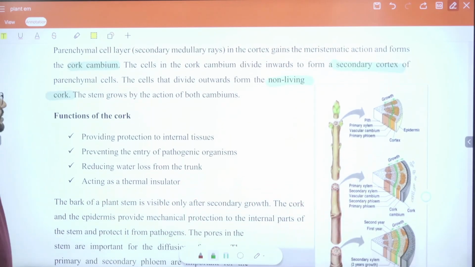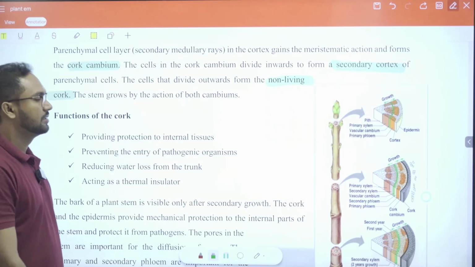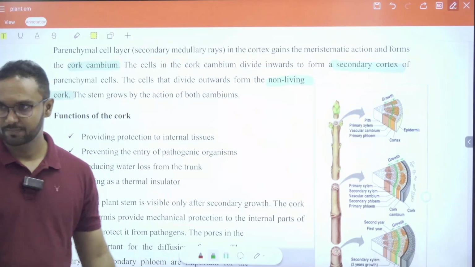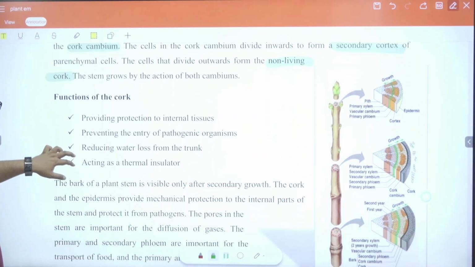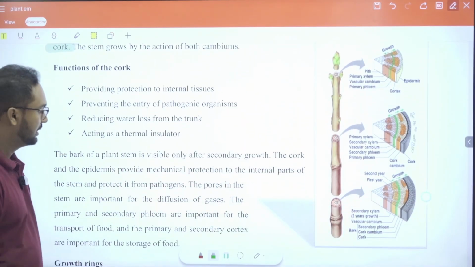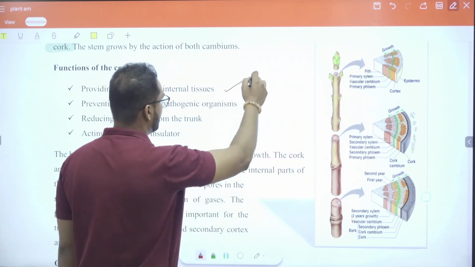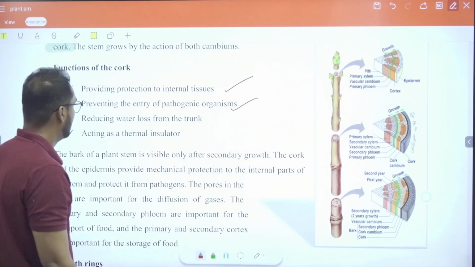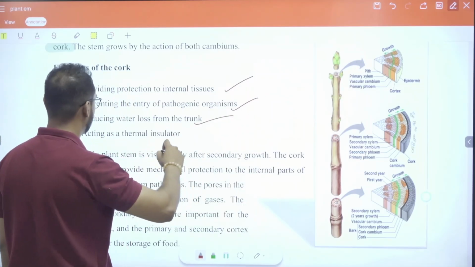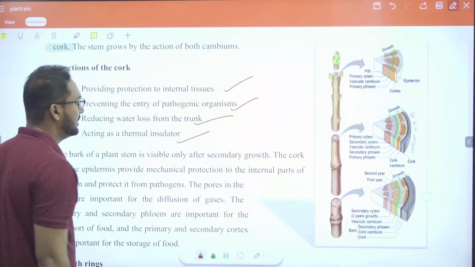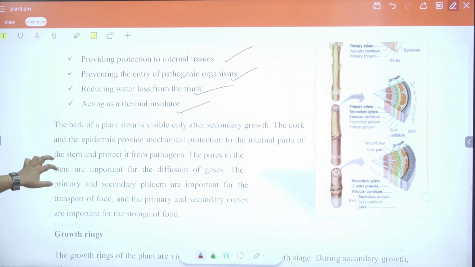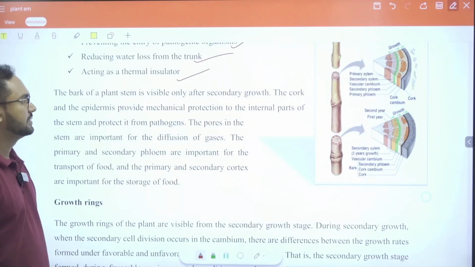The stem grows by the action of both cambiums, right? Function of the cork: providing protection to internal tissues, preventing the entry of pathogenic organisms, reducing the water loss from the trunk, and acting as a thermal insulator, right? Those are the functions. The bark of the plant stem is visible only after secondary growth.